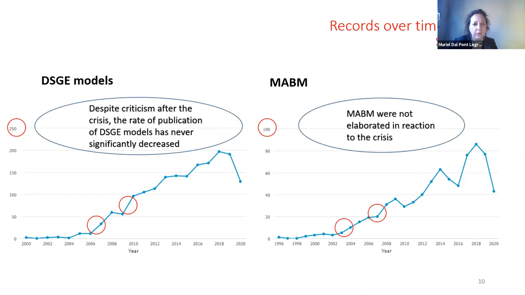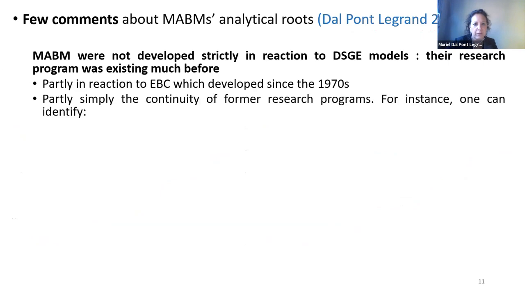And macro agent-based models, you can see also, were not elaborated in reaction to the crisis. They started much before. I could speak about the story of equilibrium business cycle models, but I think this is rather well known, so I do not focus on it here, but let me say a few words about the history of macro agent-based models. Partly, they were answers to equilibrium business cycle models. They were certainly stimulated by that, but it is also simply the continuity of former research programs.